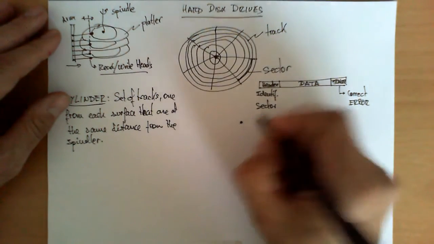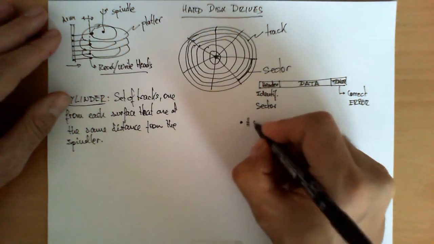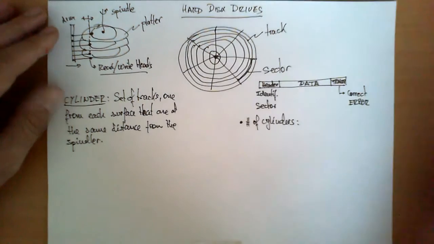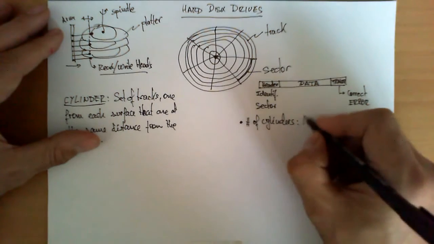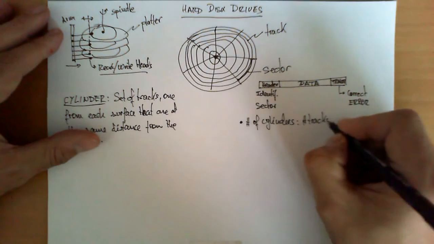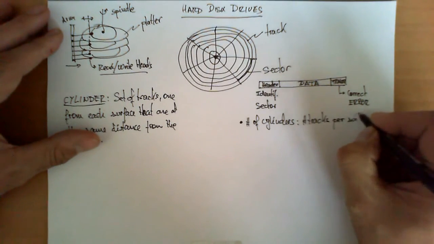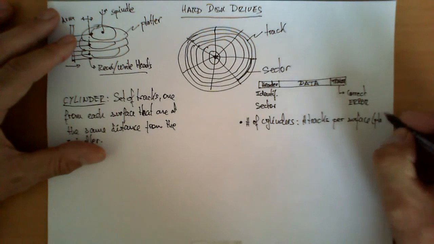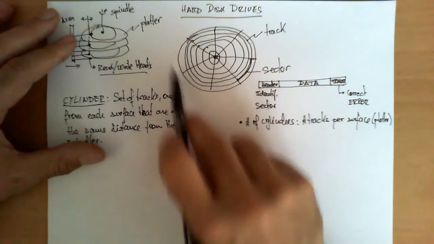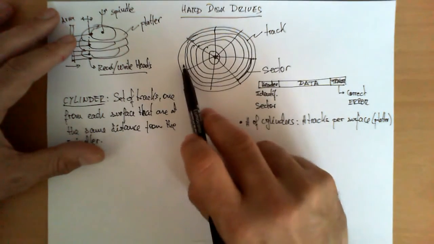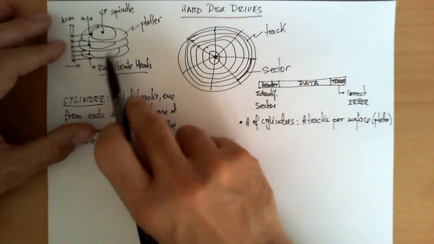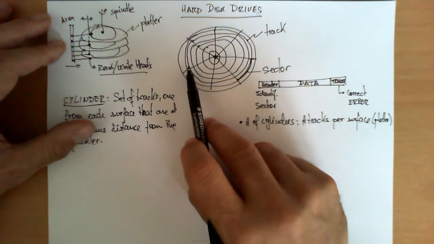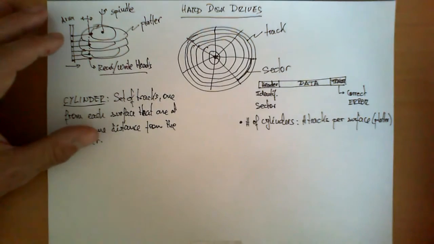So the first parameter worth studying is the number of cylinders in a disk, and this is typically directly related to the number of tracks per surface, or the number of tracks per platter. In other words, if I look at this platter and I see there are 10 tracks here, then when I put all 3 of these platters here, or all 6 surfaces, then I will have 10 cylinders, and I can refer to them like cylinder 0 to cylinder 9.